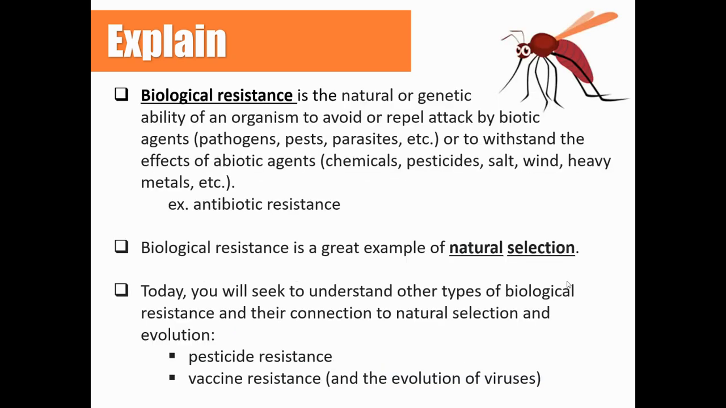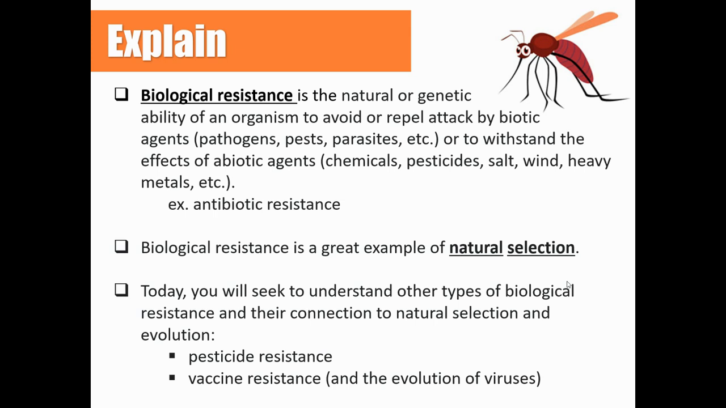This is the notes part. Pause the video and copy all of this information into your notes. It's all good stuff. We're focusing on biological resistance as an example of natural selection. By definition, biological resistance is the natural or genetic ability of an organism to avoid or repel attack by biotic agents. Remember, biotic agents are living organisms, so pathogens, pests, parasites.